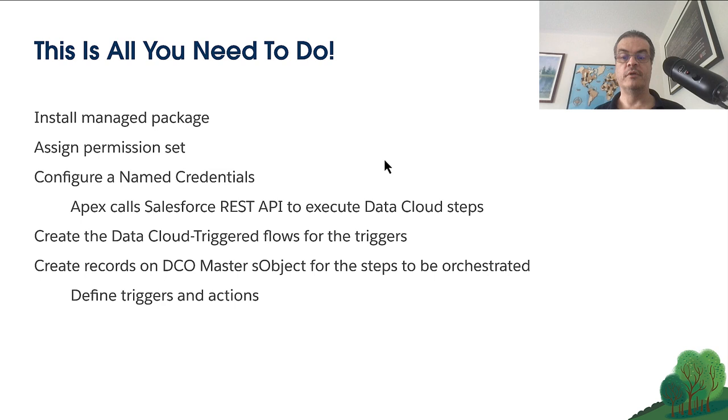To configure ETOrchestrate Data Cloud, you need to install the managed package, assign permission sets to see and update the master record, configure and name credentials because the steps are executed by calling the REST API, create Data Cloud trigger flows, and create the records in the master object.